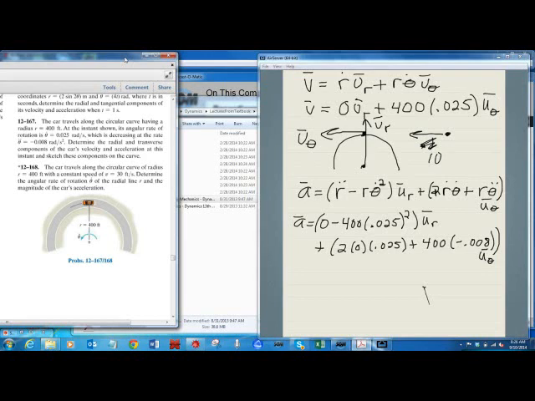So 400 times 0.025 squared. I'm not even going to try that. It's 10 times 0.025, so 0.25. Did I get that right? 0.25. That'll be the u r component.